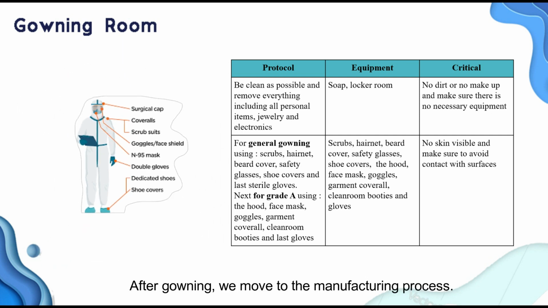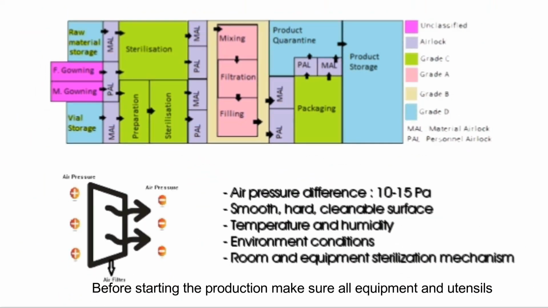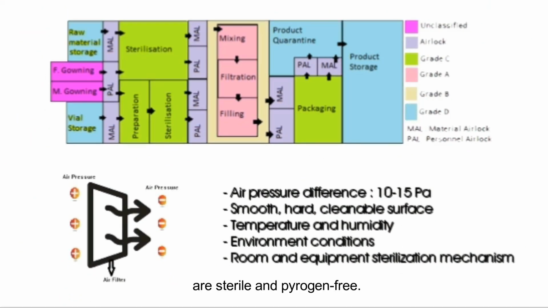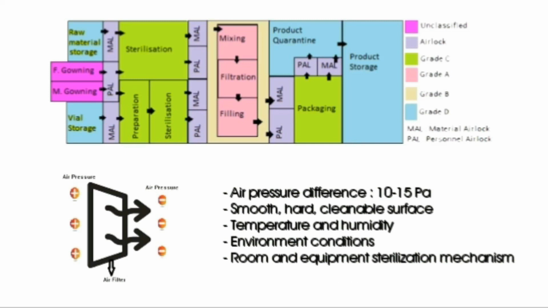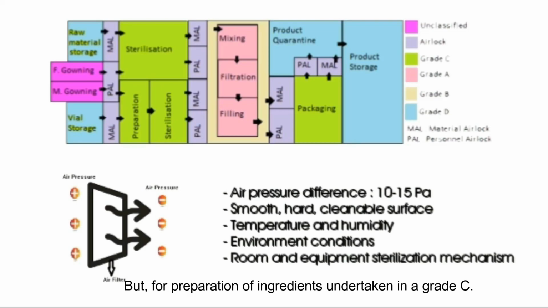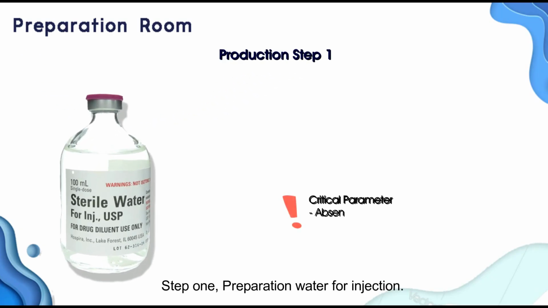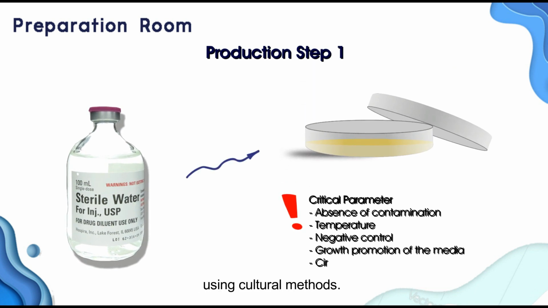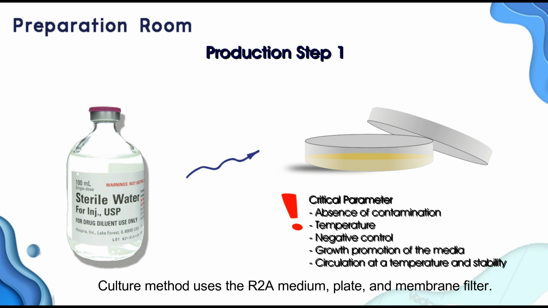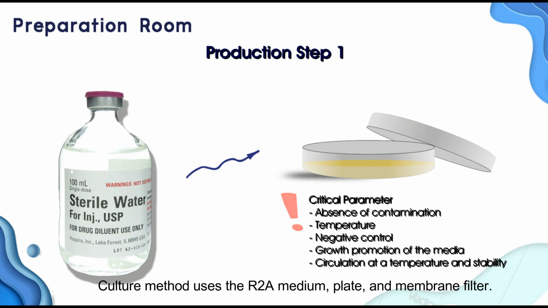After gowning, we move to the manufacturing process. Before starting the production, make sure all equipment and utensils are sterile and pyrogen-free. The mass mixing process uses aseptic technique and runs in Grade A. But the preparation of ingredients is undertaken in Grade C. Step 1. Preparation of water for injection. Water for injection should be monitored for endotoxin using the culture method. The culture method uses R2A medium, plate, and membrane filter.